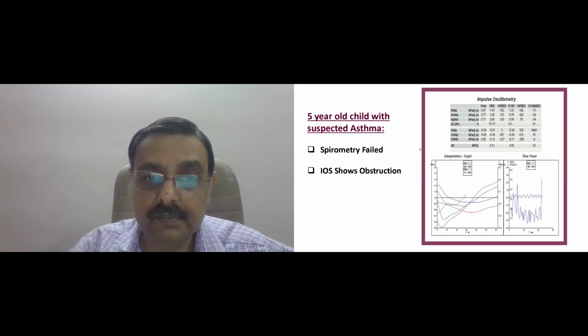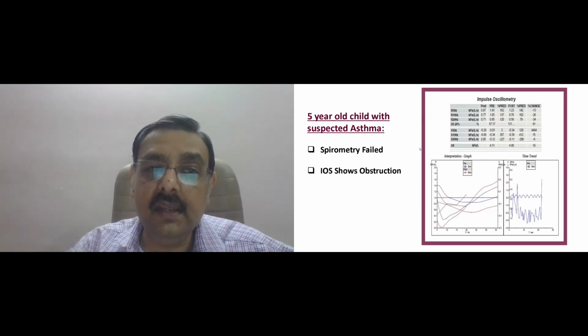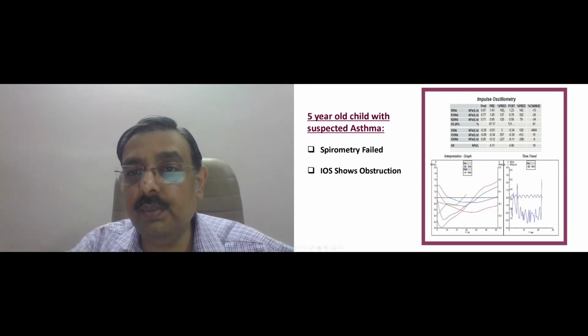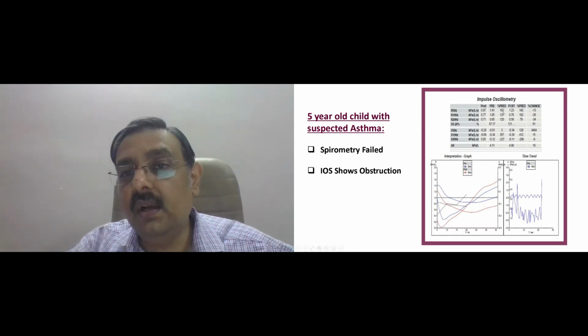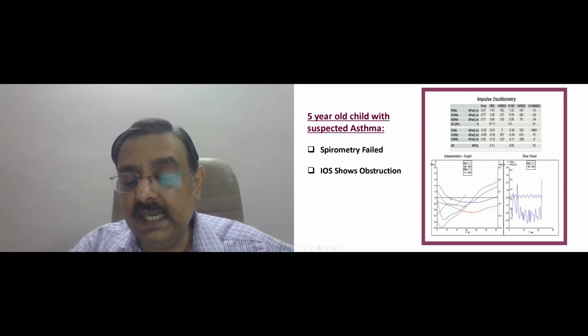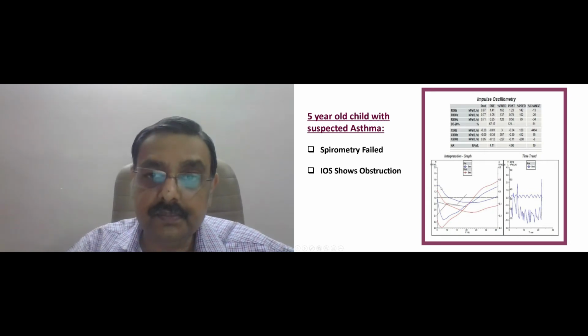Now, similarly, this is a 5 years old where the spirometry failed. We did an oscillometry, and again, the oscillometry shows obstruction. So you can see the comparison between the R5, which is raised, as compared to the R20, which is seen in the graph as well.